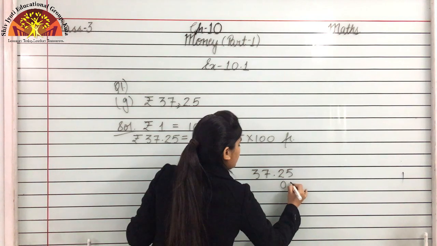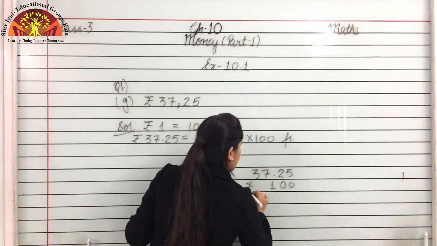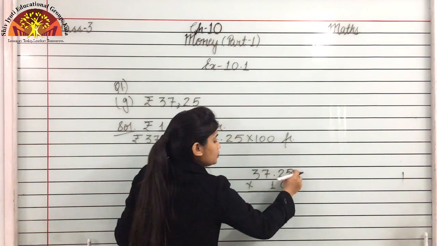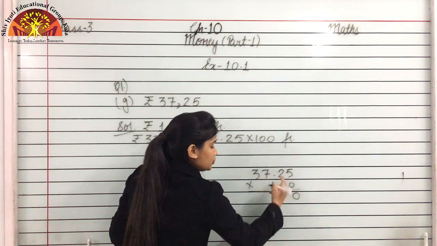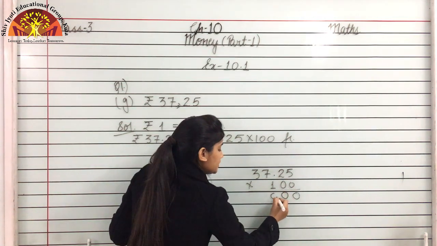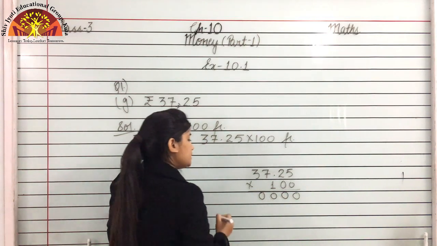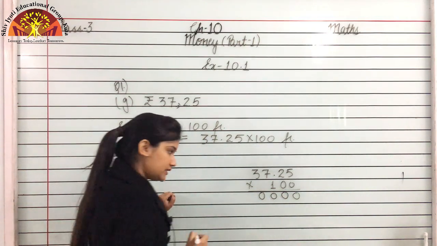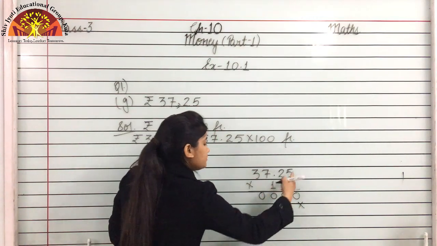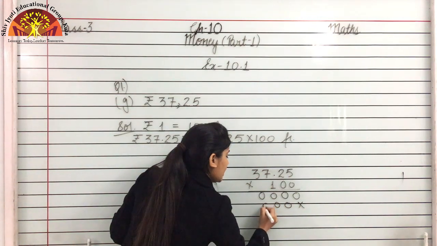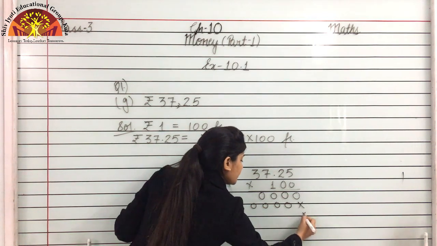37.25, we are multiplying it by 100. So 0 times 5, we will get 0; 0 times 2, again 0; 0 times 7, 0; and if we multiply 0 by 3, again we will get 0. Again we have to do the same thing. हमें 0 को इस नंबर से multiply करना है. So we have to put 0 0.